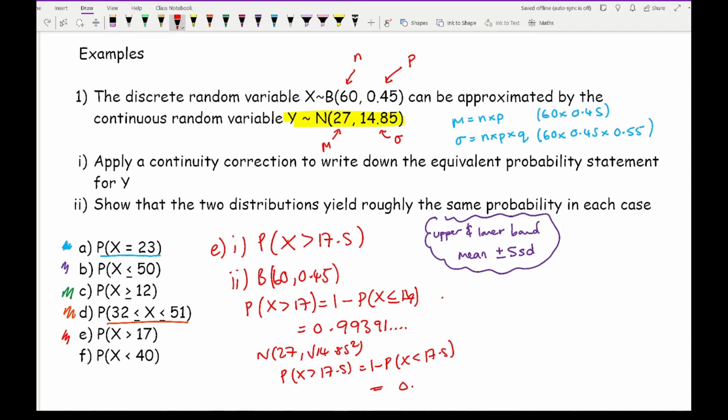And it's going to be 99315. Again, as you can see, these two numbers here are very, very similar. Then finally, moving on to F.